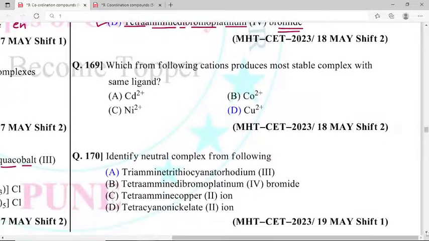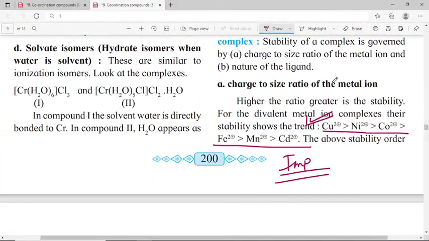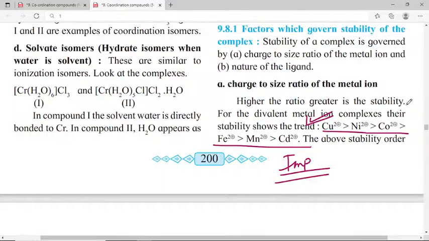Which from following cation produces most stable complex with same type of ligand? Copper. Same type of question asked from this line. Charge to size ratio of metal ion. Higher the ratio, greater is the stability. Higher the ratio, greater is the stability of the complex.